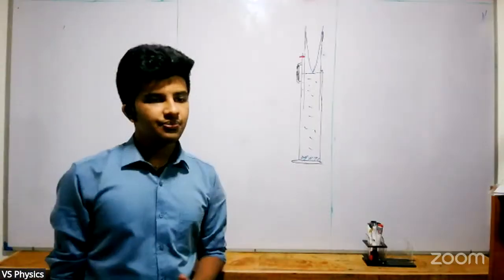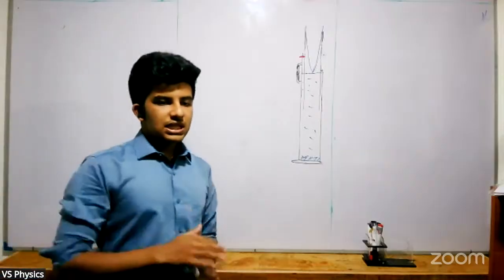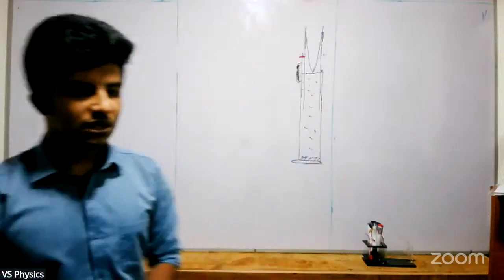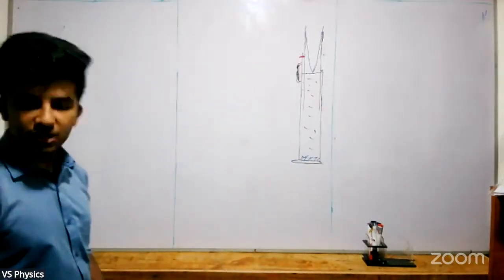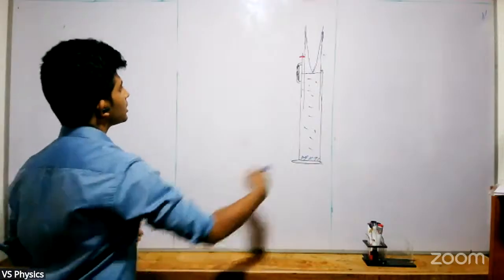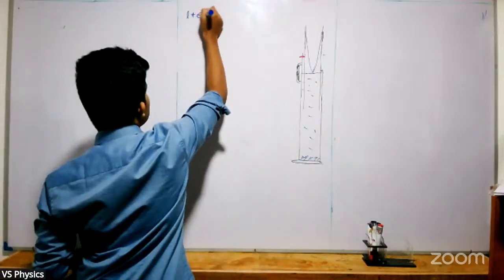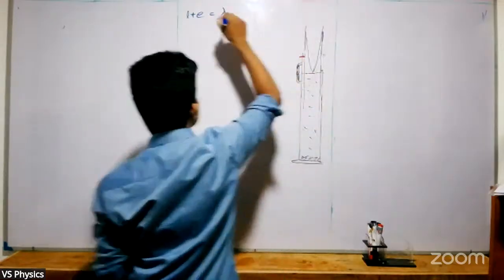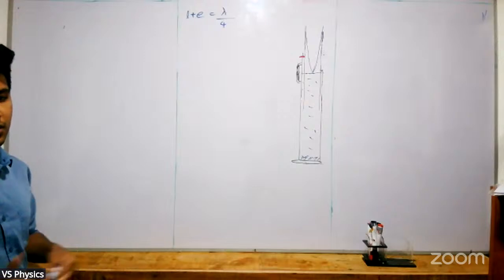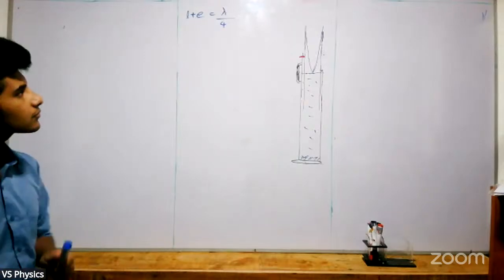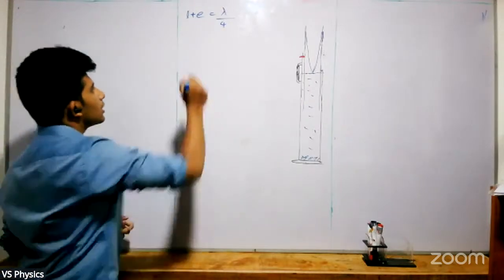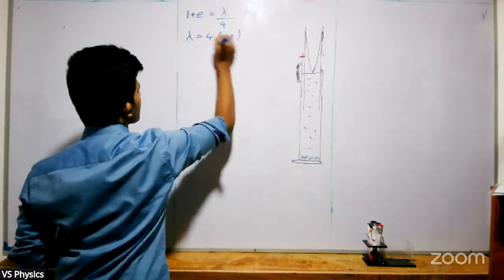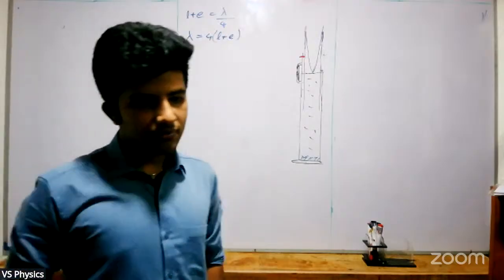So when a closed tube resonates at the fundamental frequency, the relationship between the length of the air column and the end correction can be written as L plus E equals lambda divided by 4. This is 1/4 of the wavelength. From this we have to make lambda the subject, so we get 4 times (L plus E).